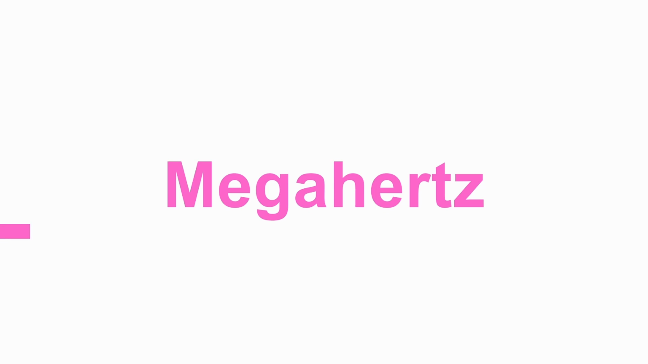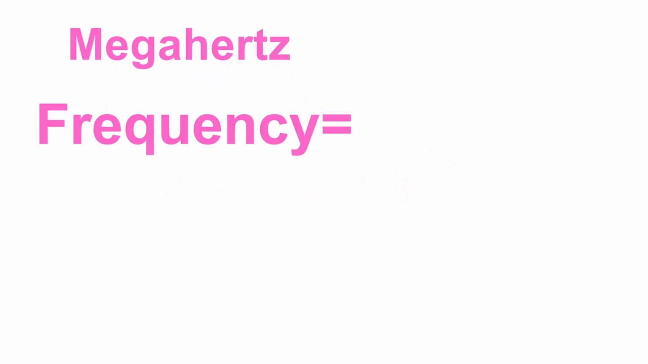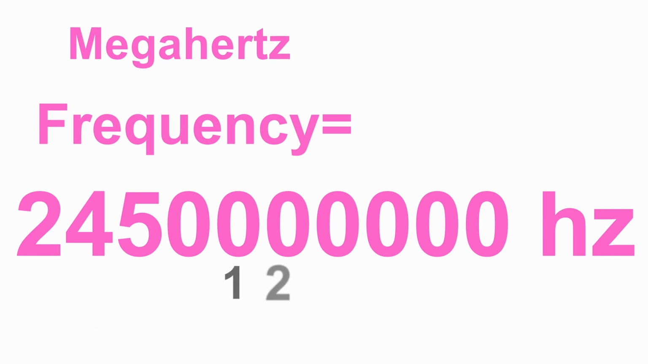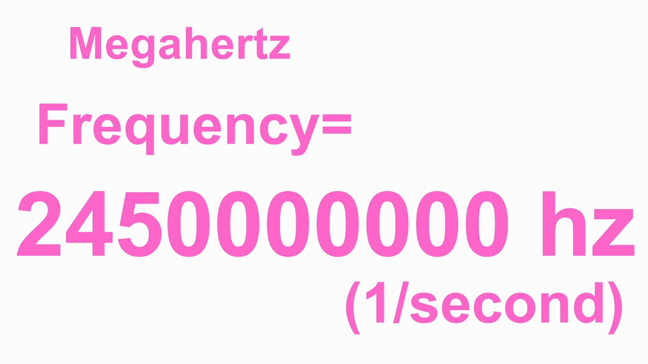So the mega in front of the hertz means that we have a lot of extra zeros on this number. So let's write it out. Frequency is equal to 2450, 1, 2, 3, 4, 5, 6 zeros in hertz. Hertz is also another unit that we are unfamiliar with, but it means 1 over second. So that's pretty easy.